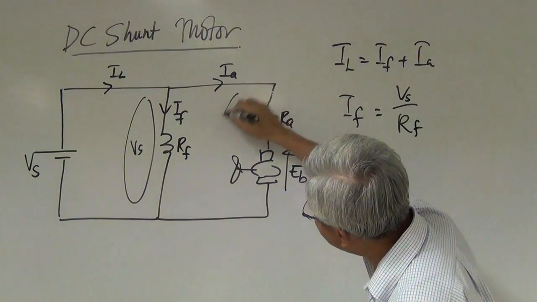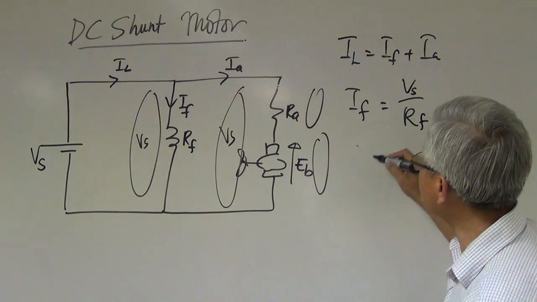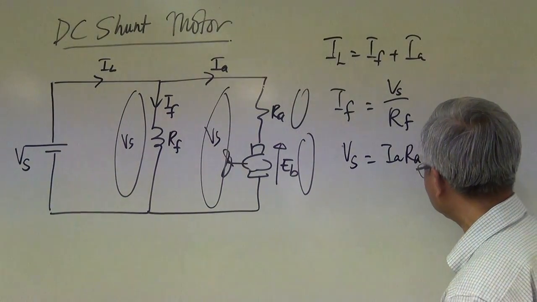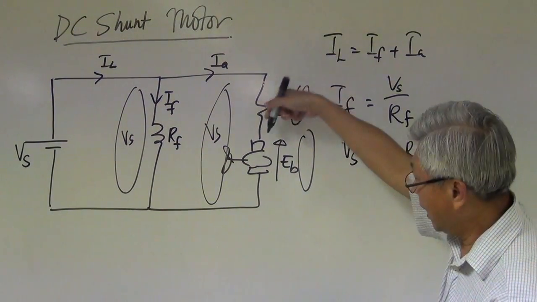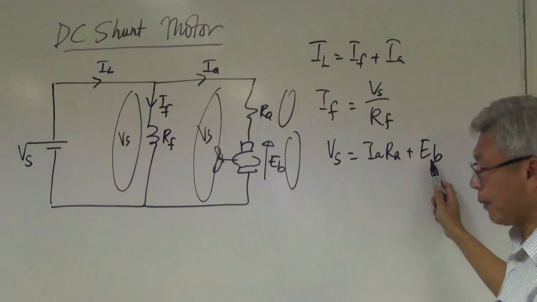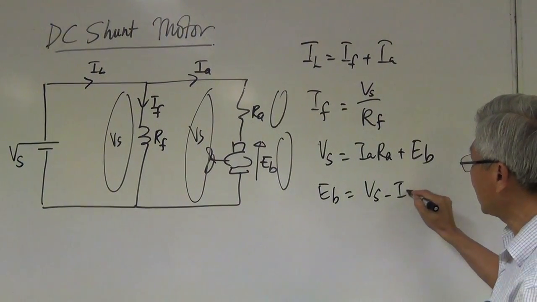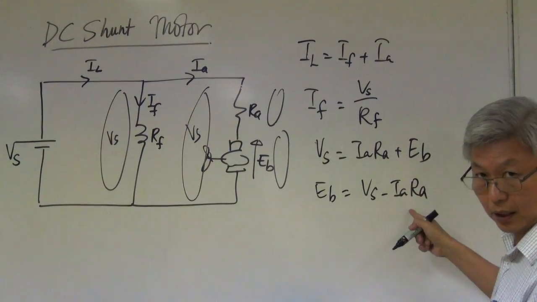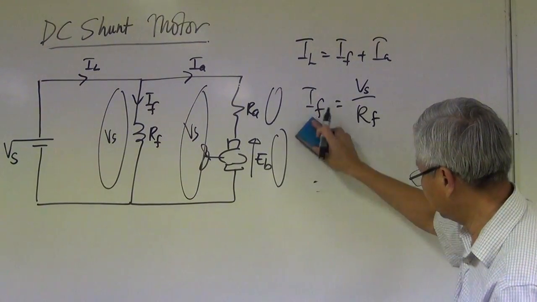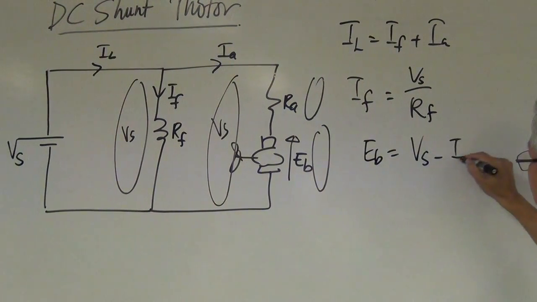Now here is also Vs, but it consists of 2 voltages. So we say Vs equals IA RA plus EB. The voltage here is IA RA, and EB. So to calculate the back EMF EB, often we'll say EB equals Vs minus IA RA. Got it? So that is the equation. EB equals Vs minus IA RA.